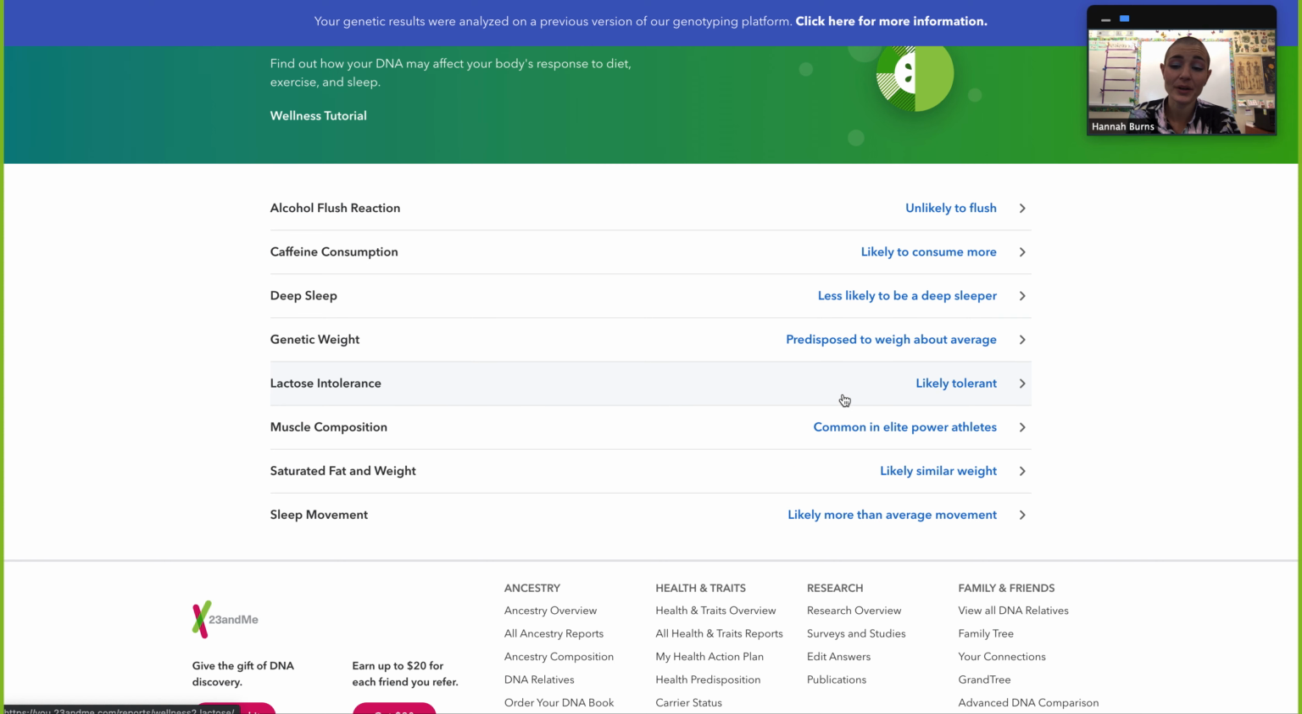I'm tolerant of lactose. I have the muscle composition common in elite power athletes, which is rad. I can't say that I'm using it right now to its advantage, but maybe once I have more free time, I can start working out again and see how powerful I actually am. And then this is just likely average and more average. I don't really think I move a lot in my sleep. But once again, I'm asleep. I don't know. Maybe I do.